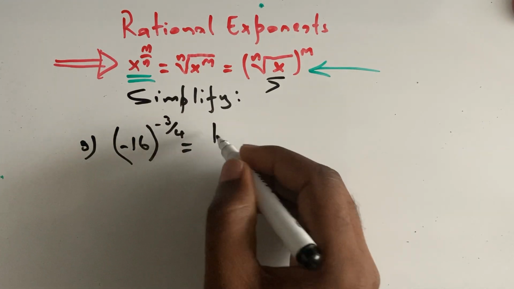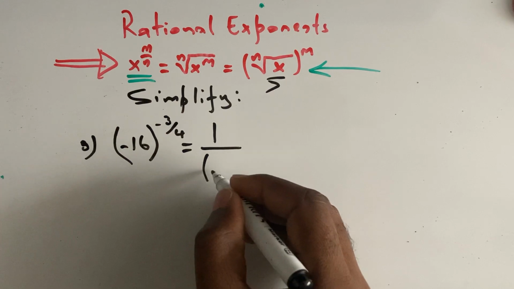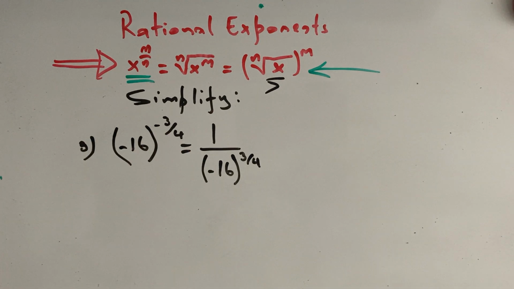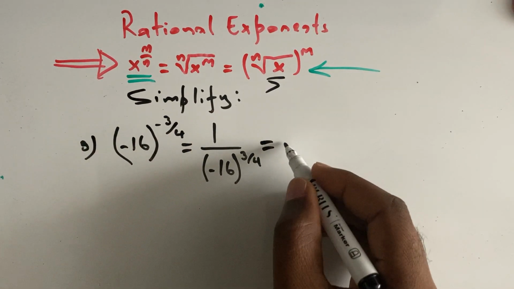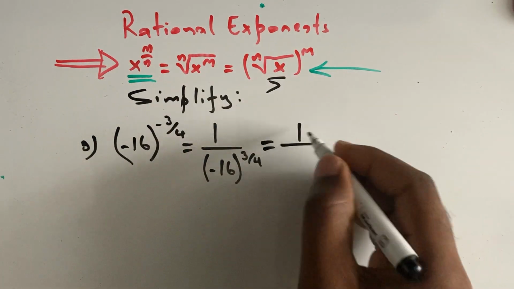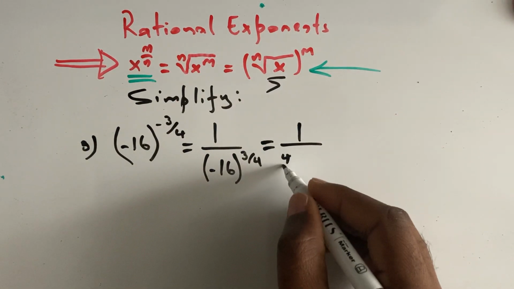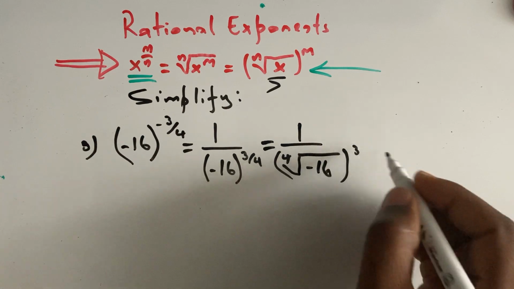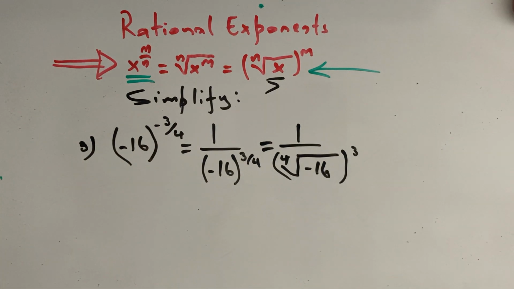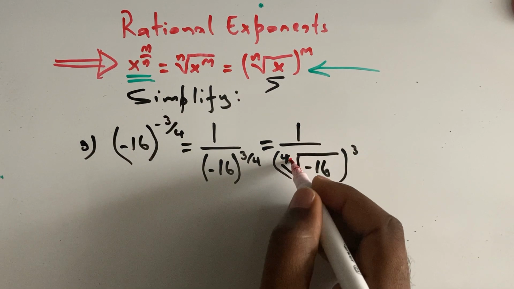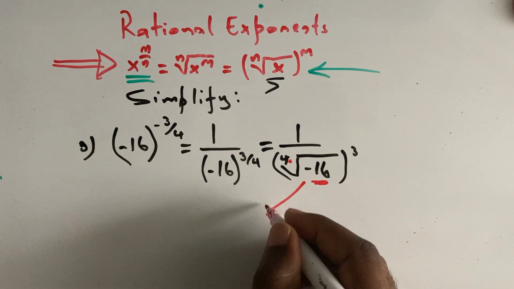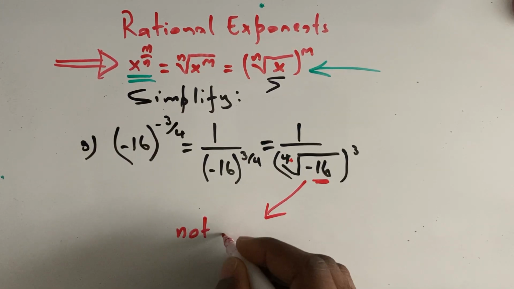So I'll have 1 over, okay, negative 16 to the positive 3/4. Okay? Now, using the formula I have up there, the rule there you have, so it's 1 over the fourth root of negative 16, which is the base, and everything raised to the third power, right? Again, from here, we have a problem because we have an even index and a negative radicand. So this is not a real number.